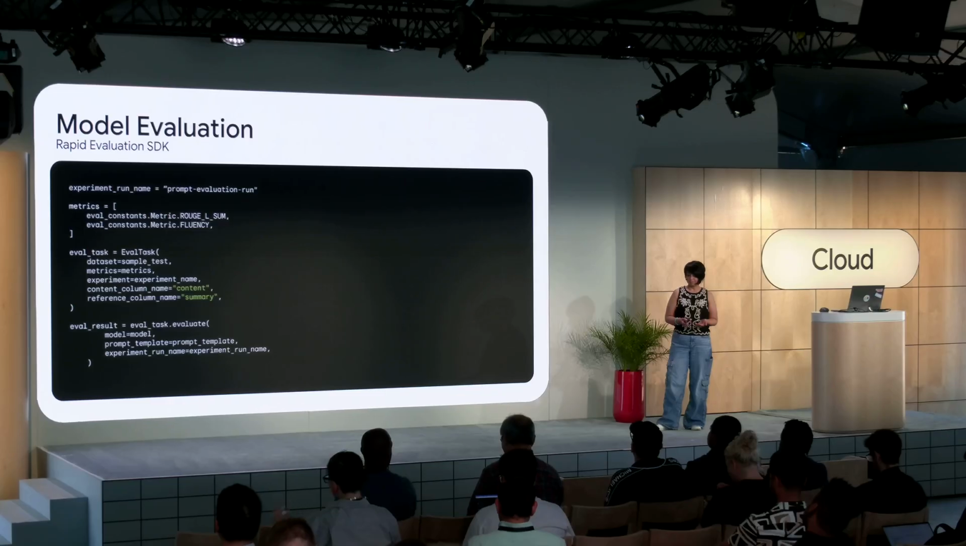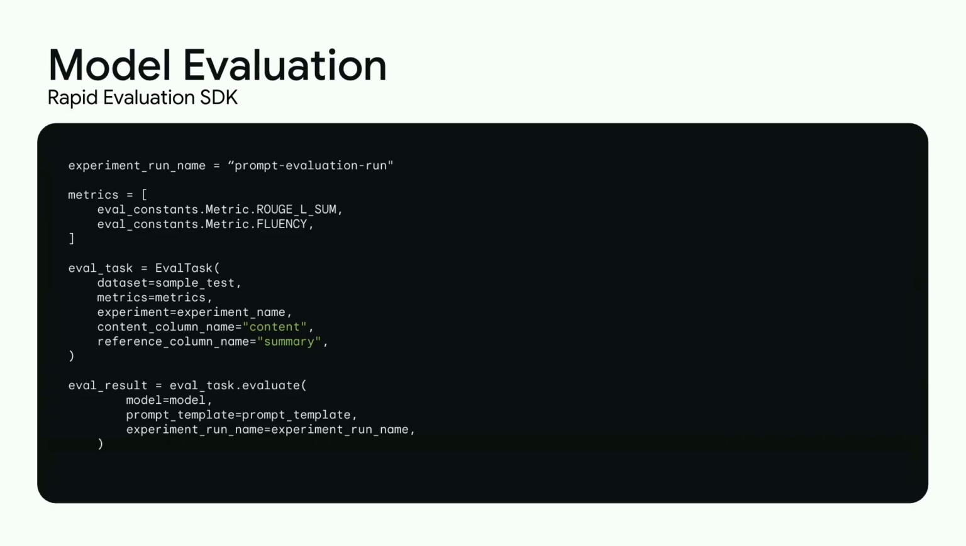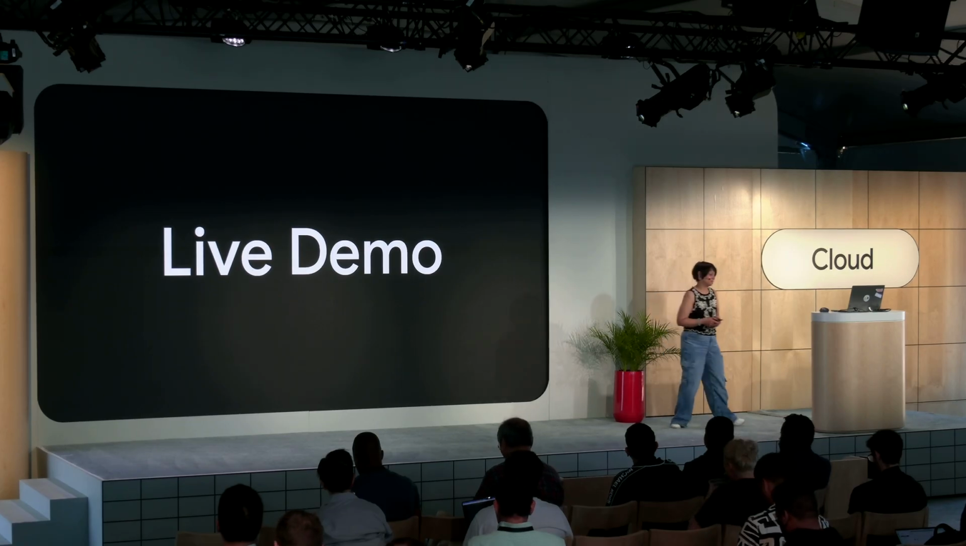Now, you want to evaluate and compare prompts and models in your preferred IDE. This is the rapid evaluation SDK that you see for model evaluation. As you can see here, and I'll also show in the demo, this is the Python SDK. We also have an API for rapid evaluation. You start with creating an experiment, defining the metrics, the dimensions across which you want to evaluate your task, and you create an evaluation task. For this evaluation task, you provide the data set, the metrics, the experiment name, and then finally you run this evaluation task. So let's see this in action.